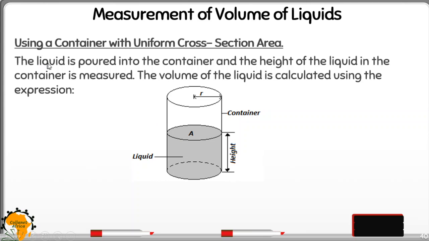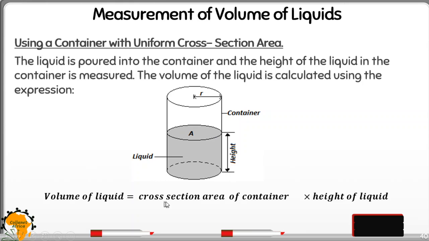So first of all, you must ensure that you know the dimensions of this container. After getting the dimensions, you pour the liquid that you want to measure its volume. Then after that, you use the formula of calculating the volume of a cylinder. The height now will be the height of your liquid. Therefore, your volume of liquid will be cross-sectional area, this area, times height of the liquid. That way, you are able to get the volume of the liquid that is inside that container.